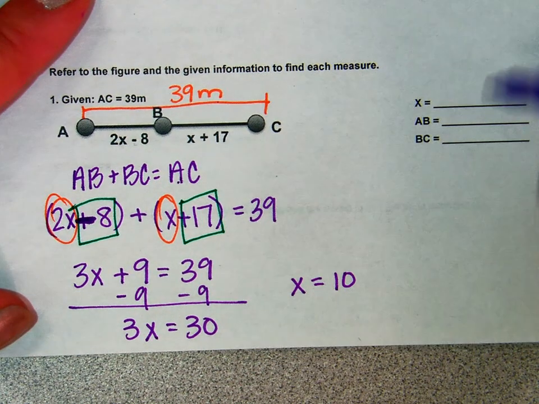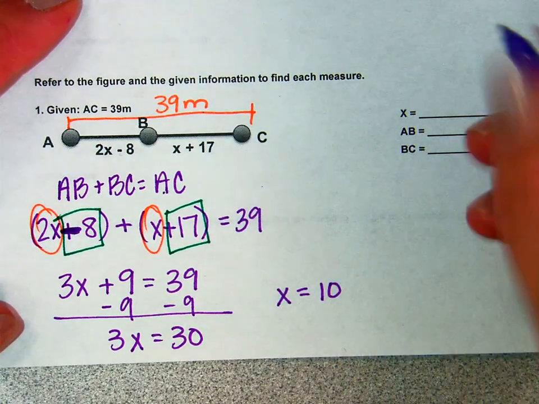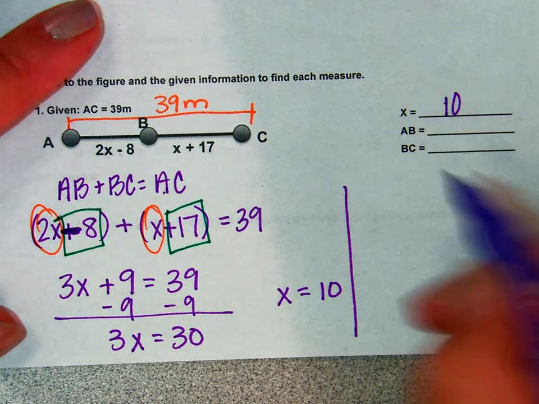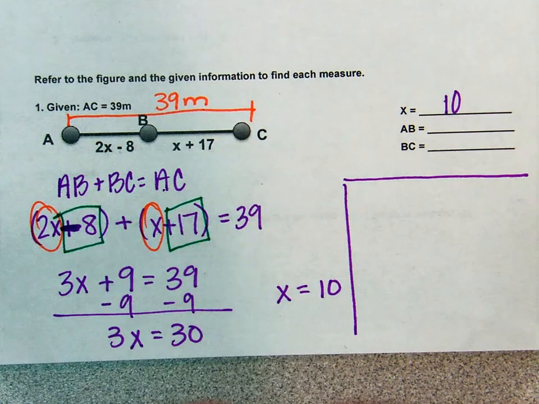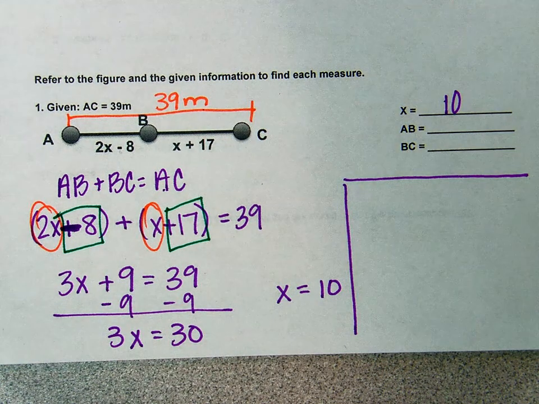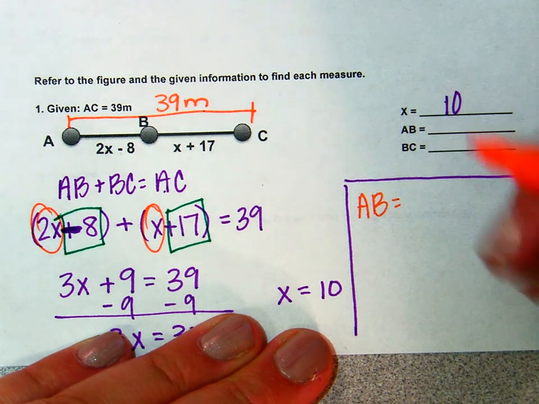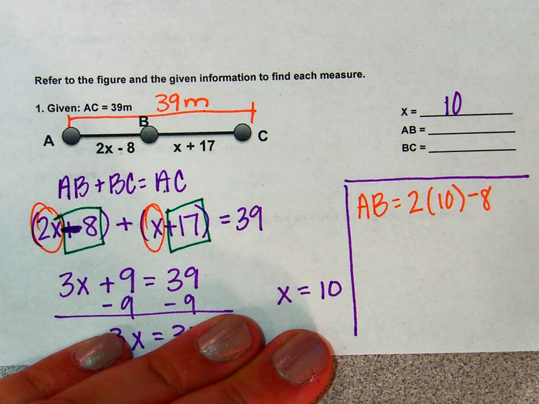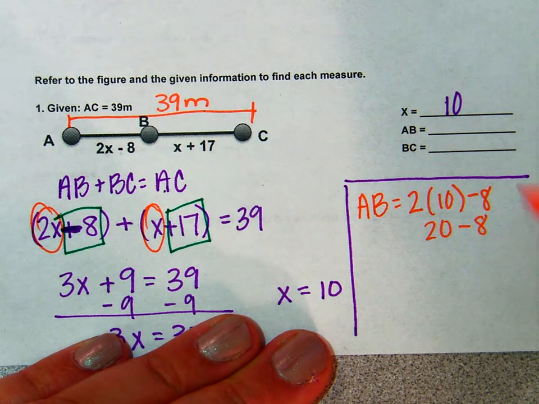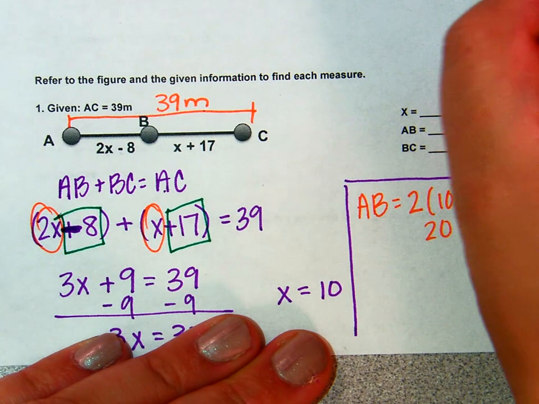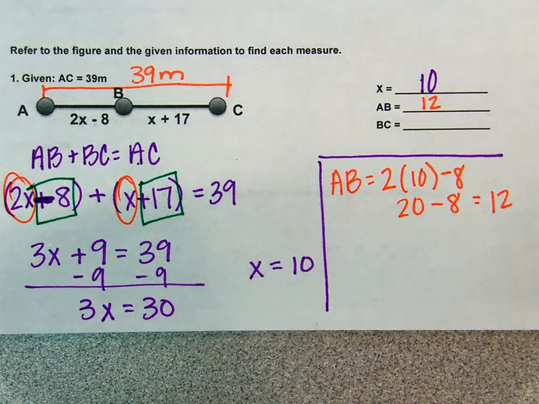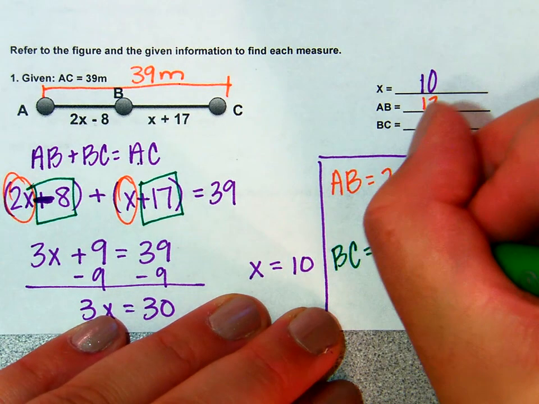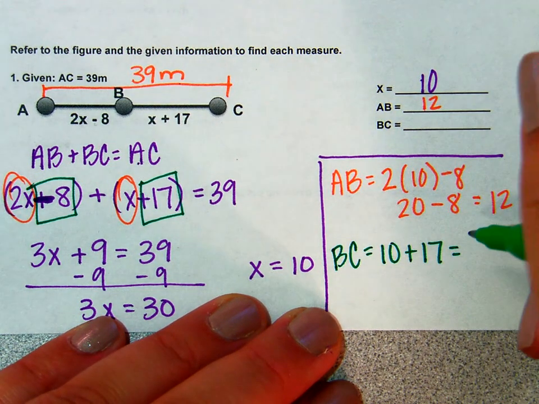So I'm going to go ahead and write right up here where it says x equals 10. To solve for AB, I'm going to plug 10 in for x. So AB equals 2 times 10 minus 8. So I have 20 minus 8, which gives me 12. So AB is 12. And to solve for BC, I can do the same thing. BC equals 10 plus 17, equals 27.